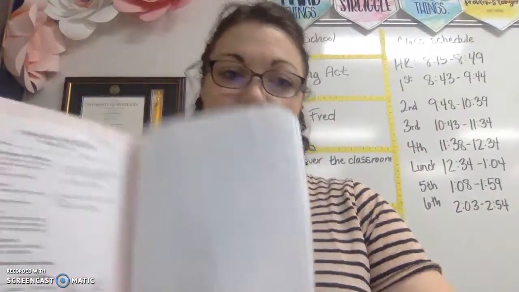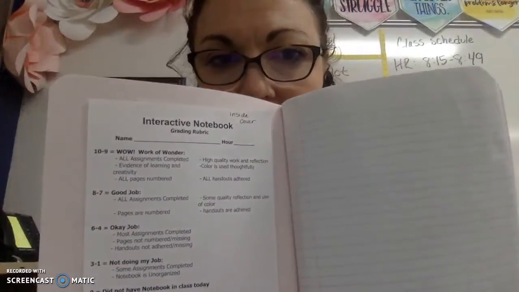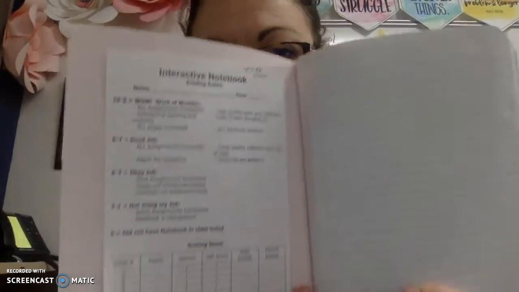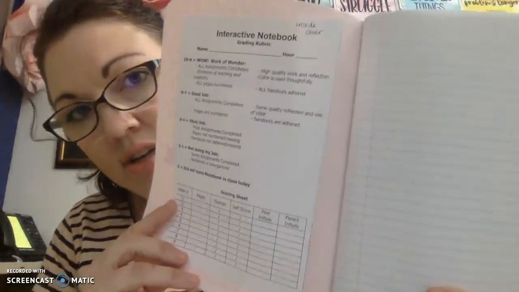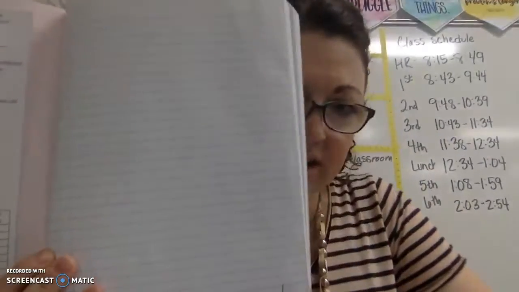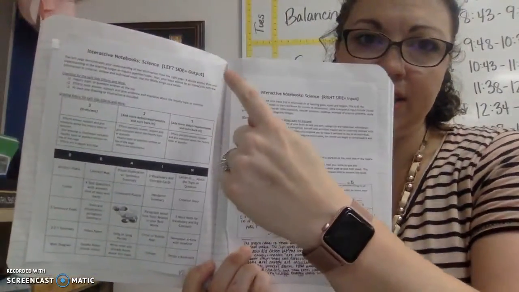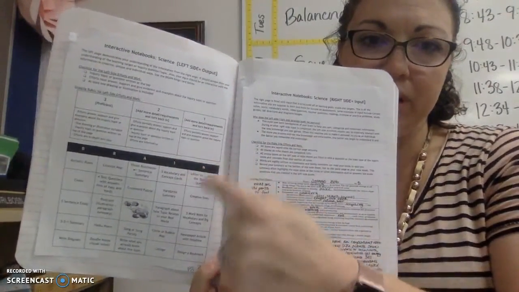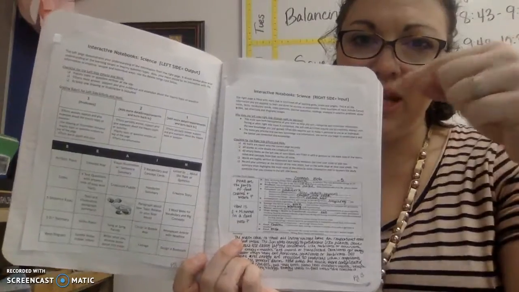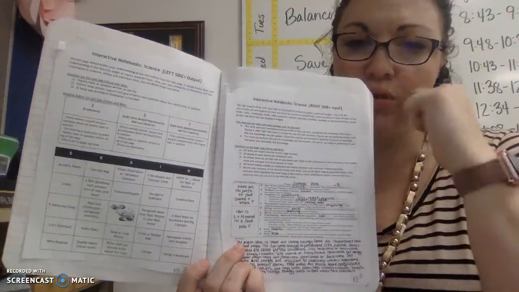Then on the inside front cover, you're going to have the interactive notebook grading rubric taped in. Page 1 is blank. I'm going to try backing up and see if that makes this a little easier to see. Okay, page 1 is blank. Page 2 is left side output, and it has like a bingo board on it. Page 3 is the right side input, and it has something that looks like notes on it.